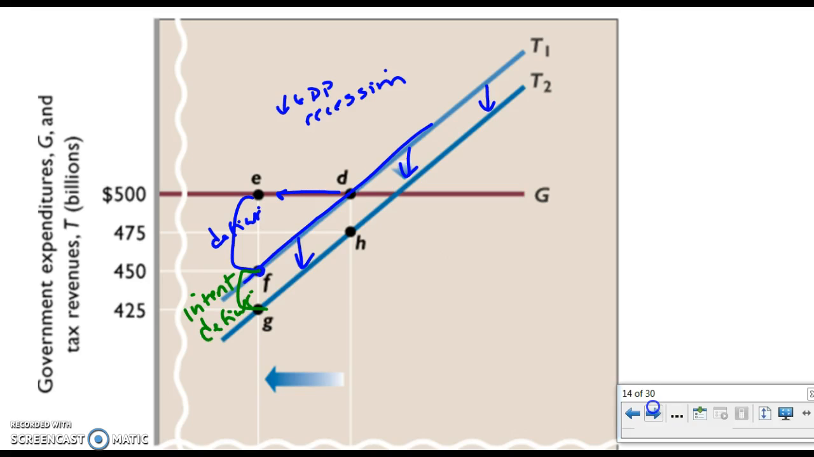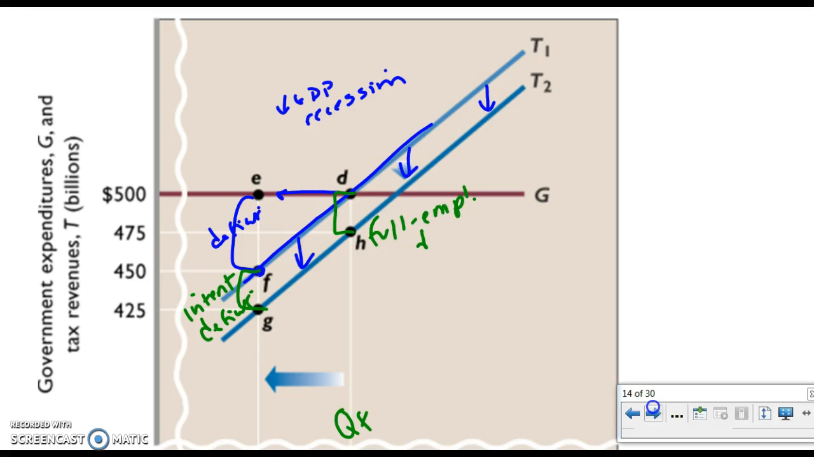Now, if we somehow were to return to full employment, we'd still have a deficit because our tax rates are not high enough to capture enough tax revenue even at full employment. So now let's imagine we end up back here at QF again, okay? Wow, we still have a deficit, right? That's what we call a full employment deficit.